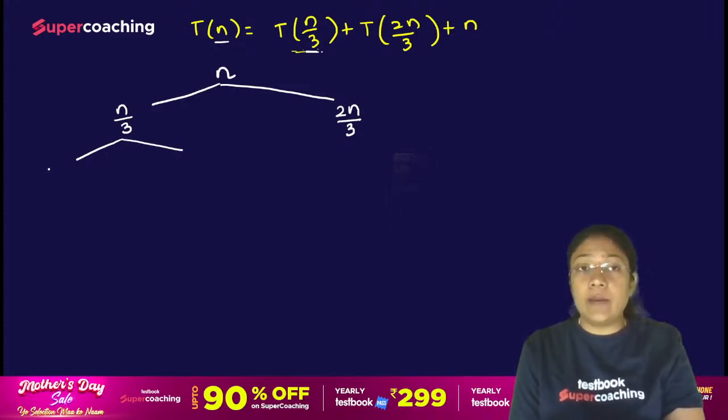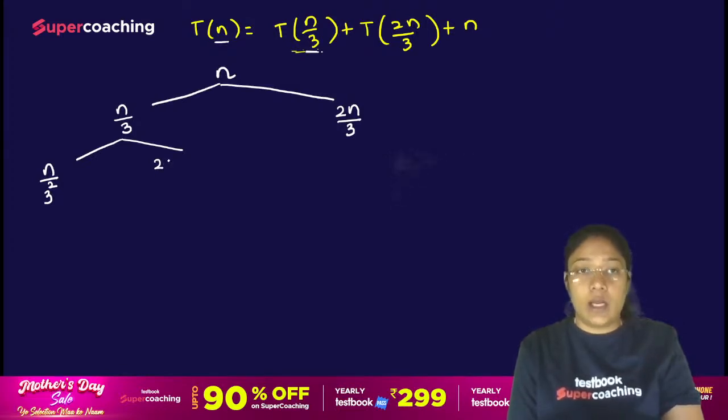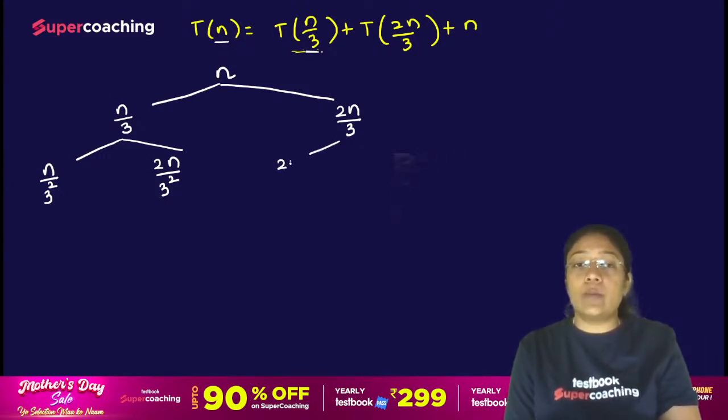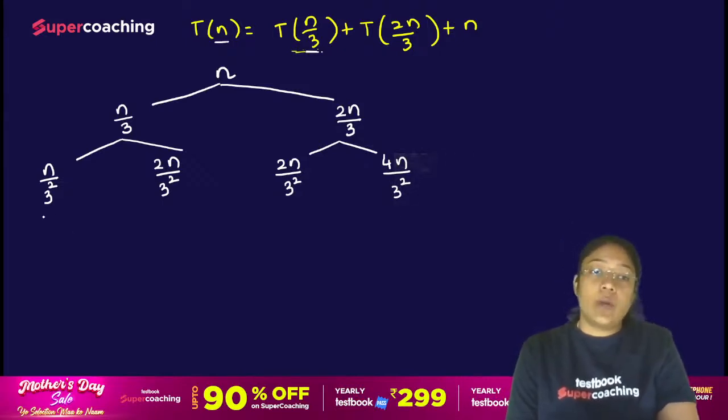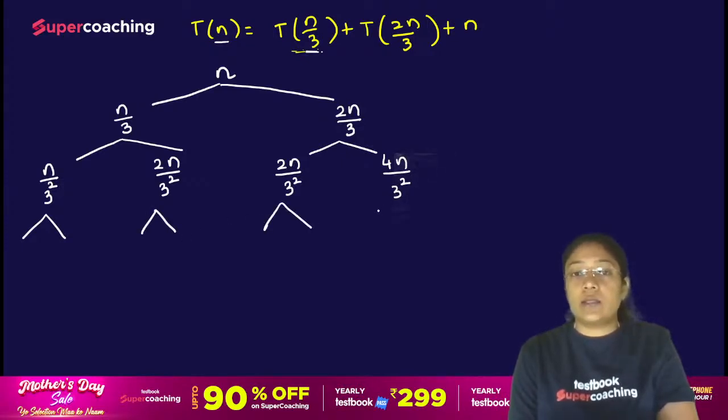Here we have 1/3 of the original elements. 1/3 means it comes out to be n by 3 square. And this comes out to be 2n by 3 square. 1/3 of the original elements. 2n by 3 का 1/3 कितना होगा? It will be 2n by 3 square. And this comes out to be 4n by 3 square. This way we'll be again dividing this into 2 parts and we'll keep on dividing this.